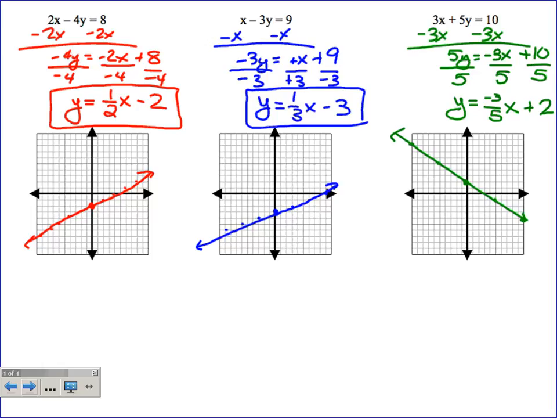I'm going to pass out, again, 12 graphs. I do want you to graph these. I think we could probably get this done in class, but it will be due tomorrow.